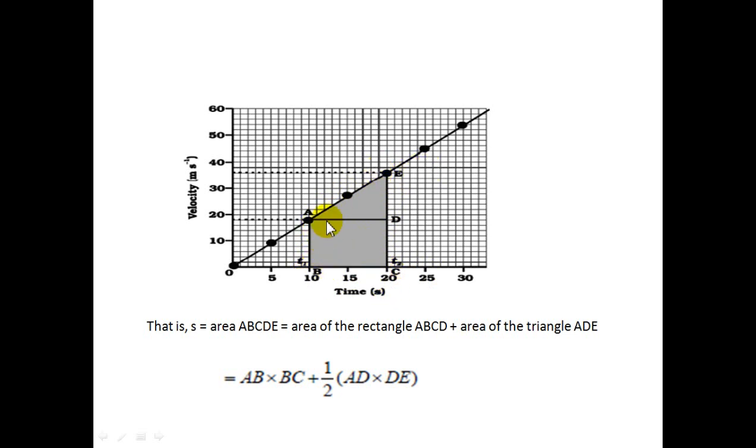So we have two velocities here. How will we find the displacement? First of all, we will find the area of ABCD and the area of ADE. When we are able to find both areas, we add them and get the displacement. The area of ADE plus the area of ABCD is the total displacement between 10 and 20 with the different velocities.